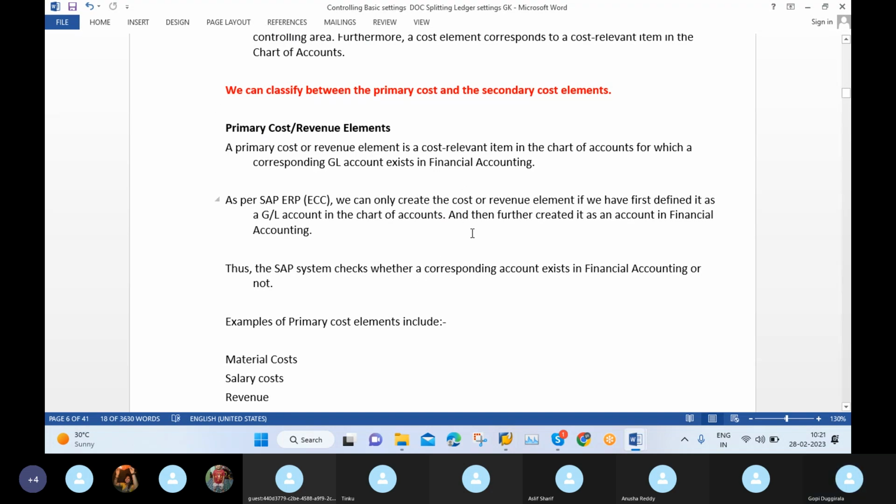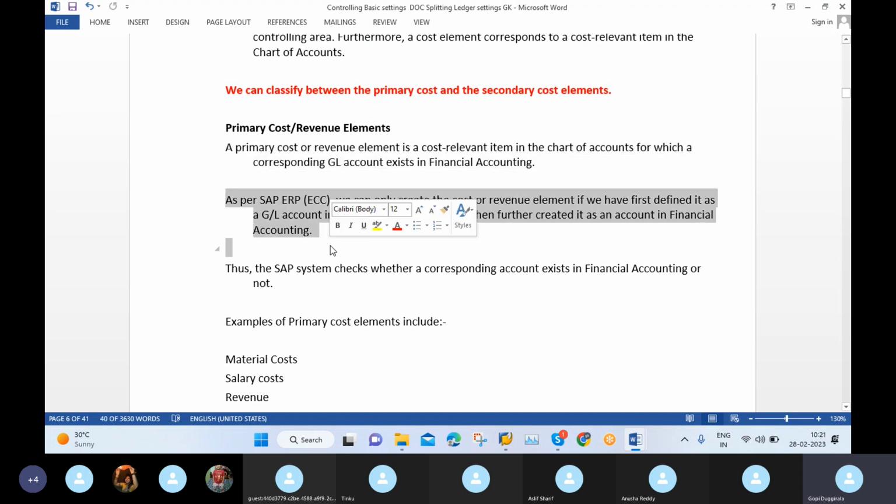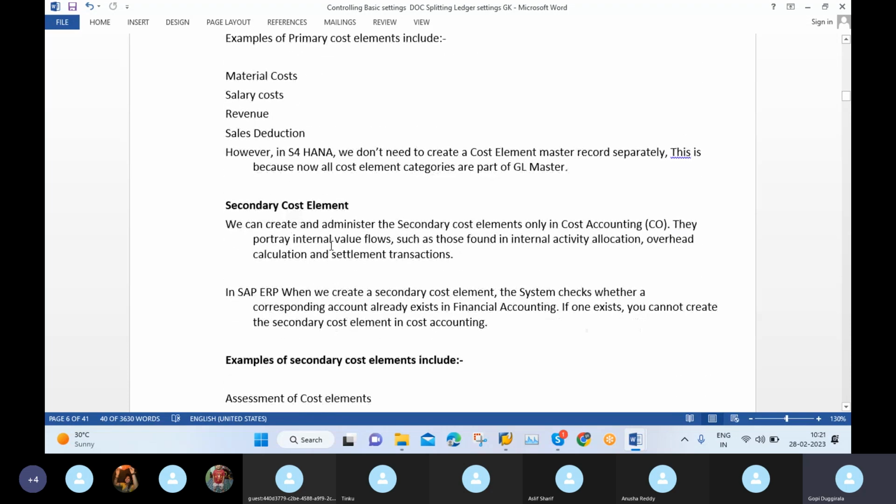Next, this is also a very, very important question. What is the difference between primary cost element and secondary cost element? A primary cost element is one where the corresponding GL account exists in financial accounting. When it comes to a secondary cost element, we don't have any corresponding GL account in finance. We just maintain it for internal reporting purposes, especially for the controlling module. That is the difference between primary and secondary cost elements. This question I also received in an earlier interview.